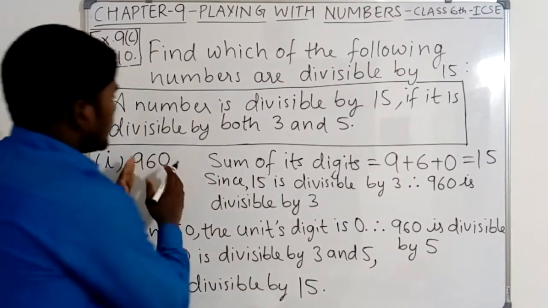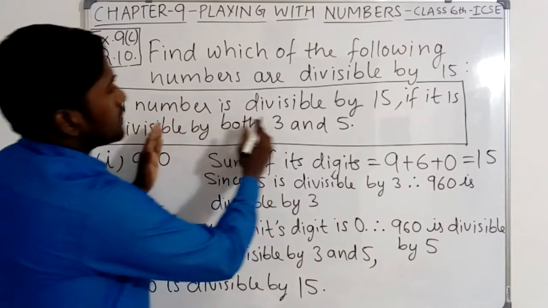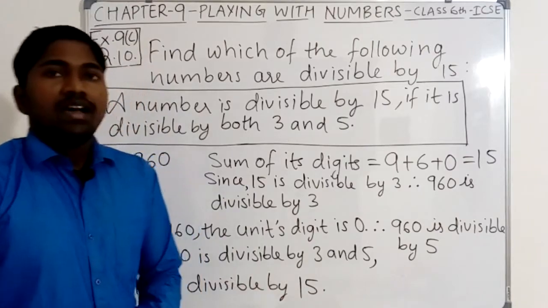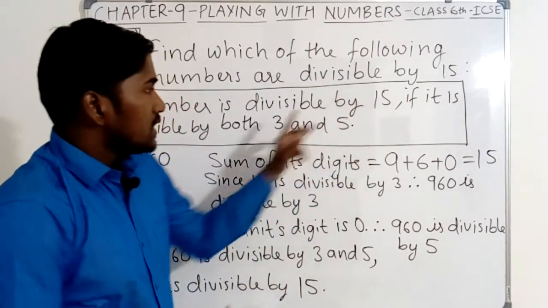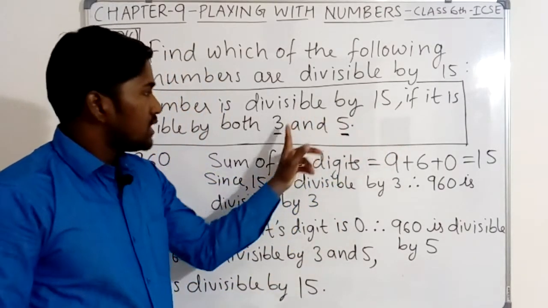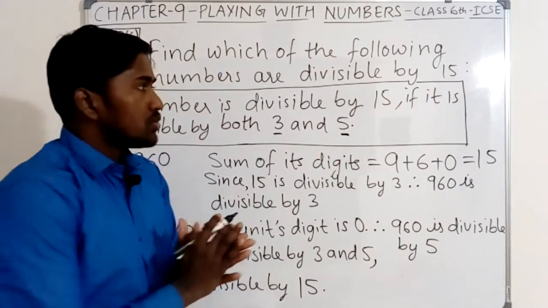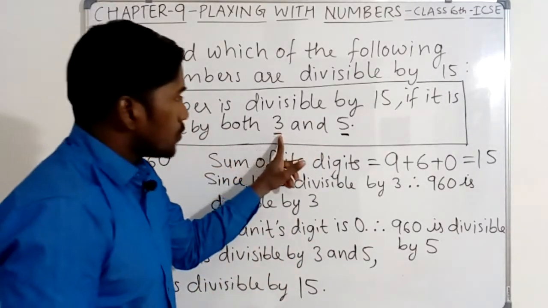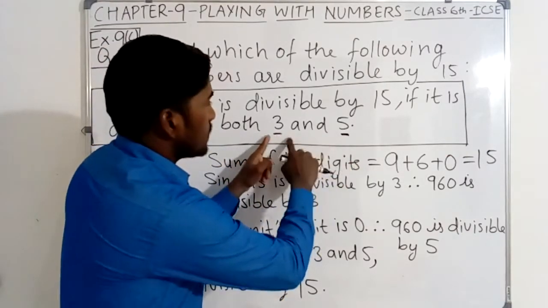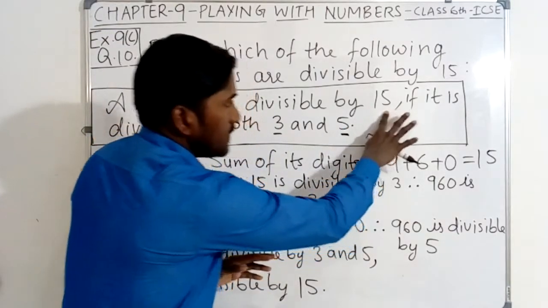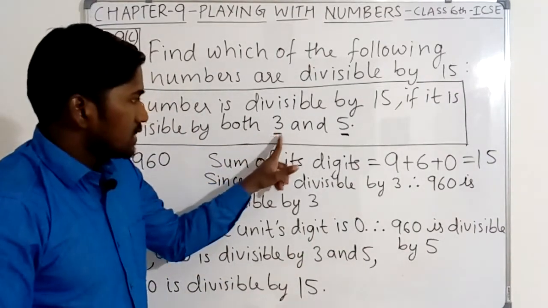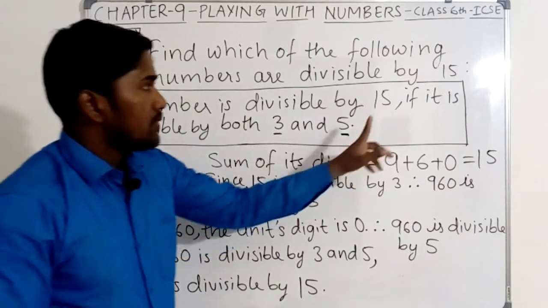See here, a hint is given: a number is divisible by 15 if it is divisible by both 3 and 5. It means a number is divisible by 15, it means it is divisible by its factors. 3 and 5 are the factors of 15 and 3 and 5 are also co-prime numbers. So if a number is divisible by two co-prime numbers, it means that number is divisible by their product. If a number is divisible by 15, then the number is divisible by 3 and 5. A number is divisible by 3 and 5, then only the number is divisible by 15.